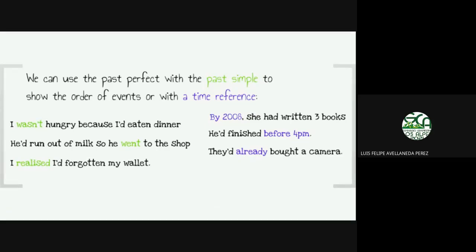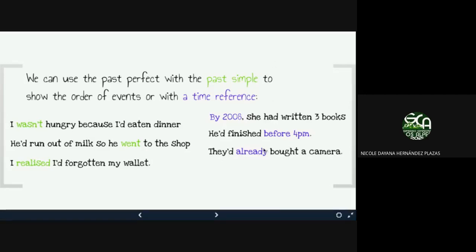What is the question, teacher? I don't understand very well. What happened first? ¿Qué pasó primero? The fact that 2008 arrived or that she had written 3 books? I think that she had written 3 books, no? That's it. As soon as this year begins, she already has 3 books, okay? Let's continue with the next one.